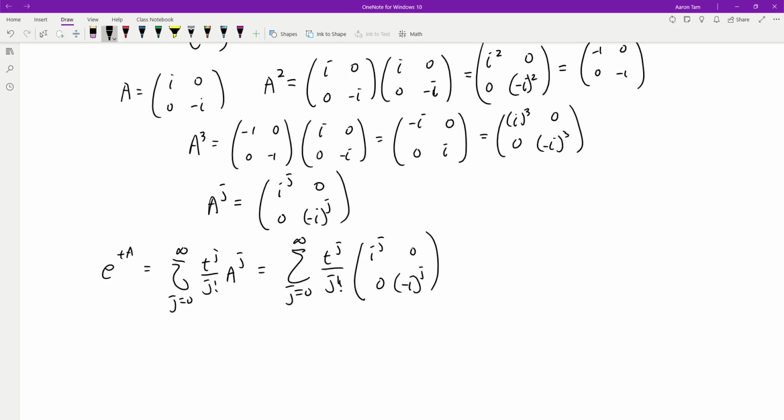So what does that turn into? Well, that turns into this: the summation j from 0 to infinity of t to the j over j factorial, multiplied by i to the j, 0, 0, and the summation j from 0 to infinity of t to the j over j factorial times negative i to the j. That's the i, and another one.